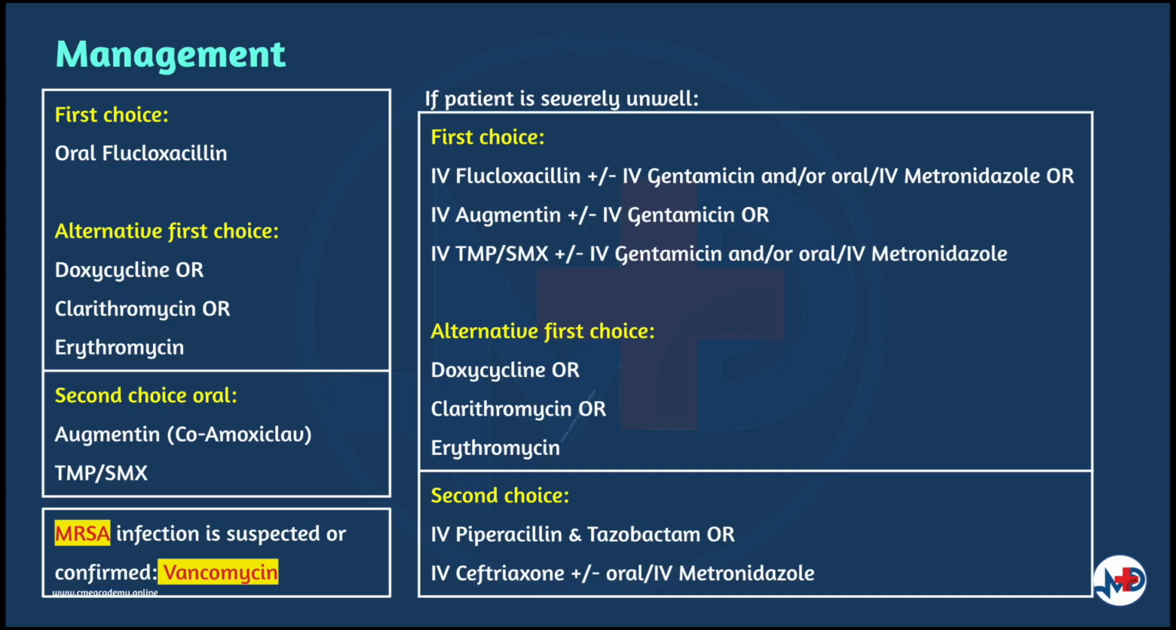Antibiotics are only indicated if the ulcer is infected. So the first choice of antibiotics is oral flucloxacillin. This can be given at 500 milligrams to 1 gram 4 times a day for 7 days.